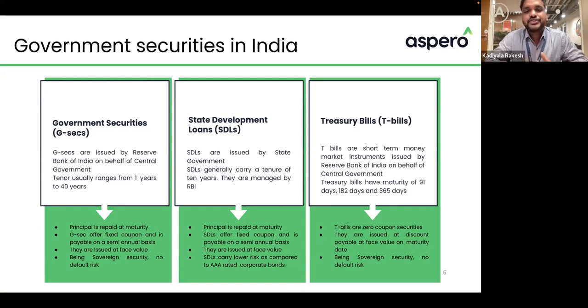And SDLs are issued by the state government. SDLs generally carry a tenure of 10 years and above, and they are managed by RBI.